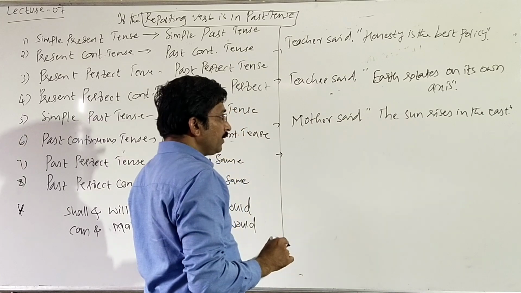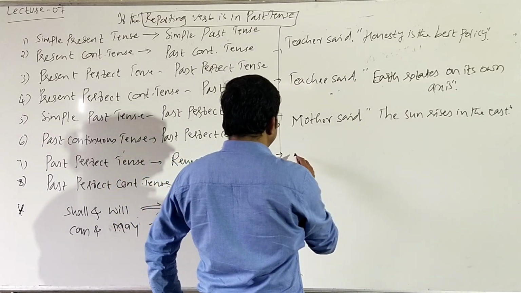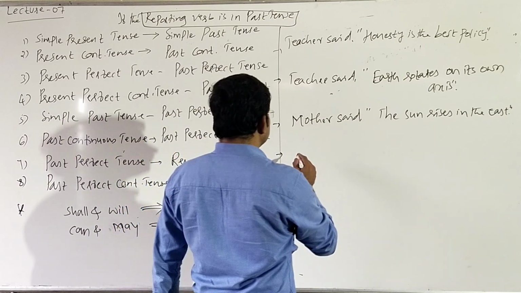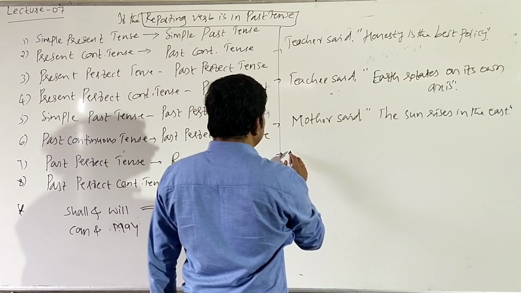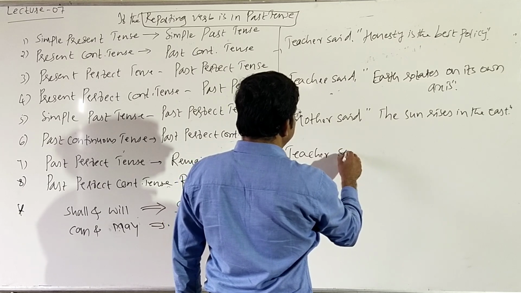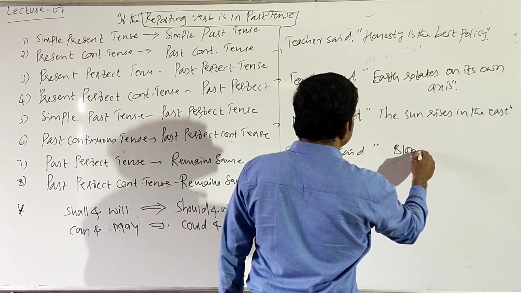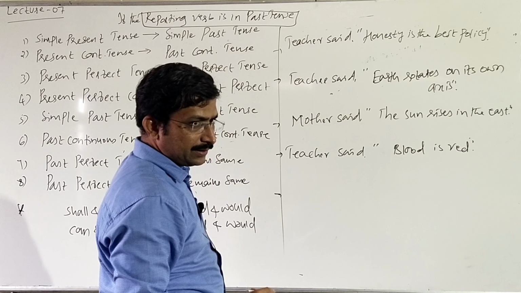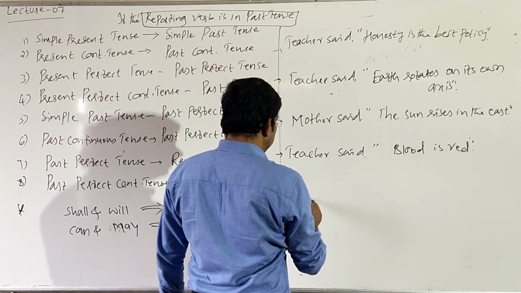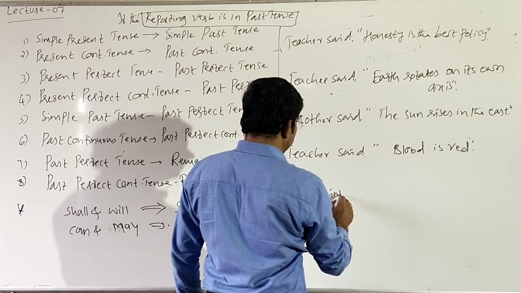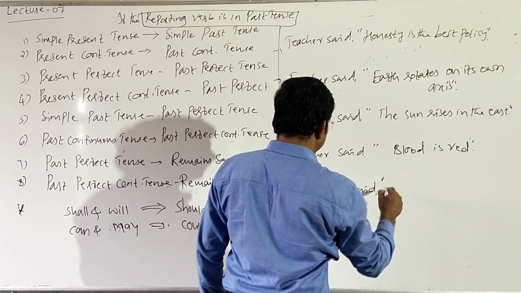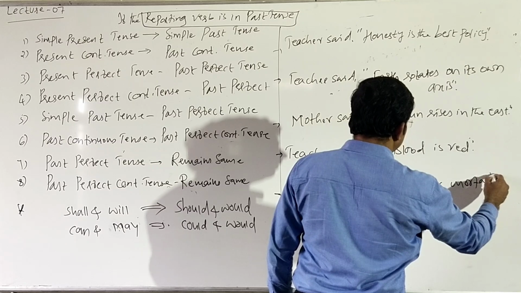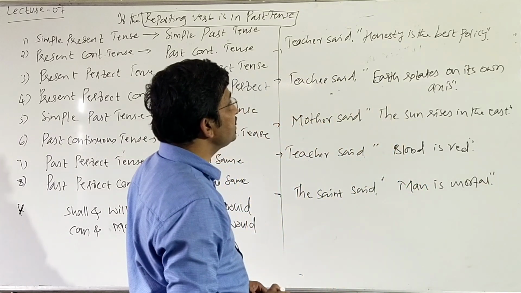Next. You can take a few more examples. Moreover, teacher said blood is red. Another one, the saint said man is mortal. Man is mortal. See these examples.